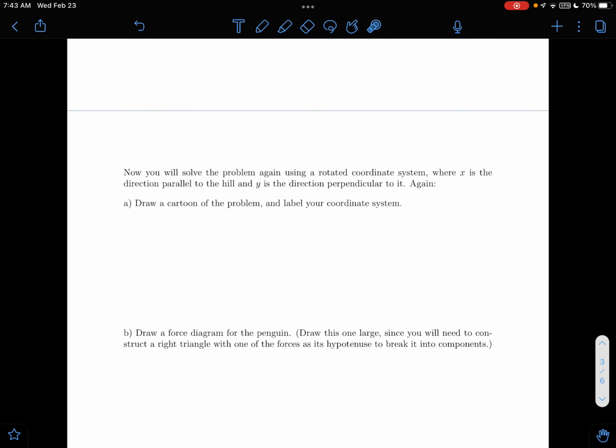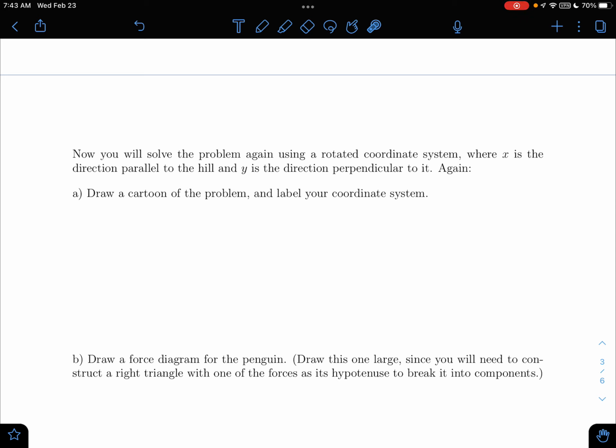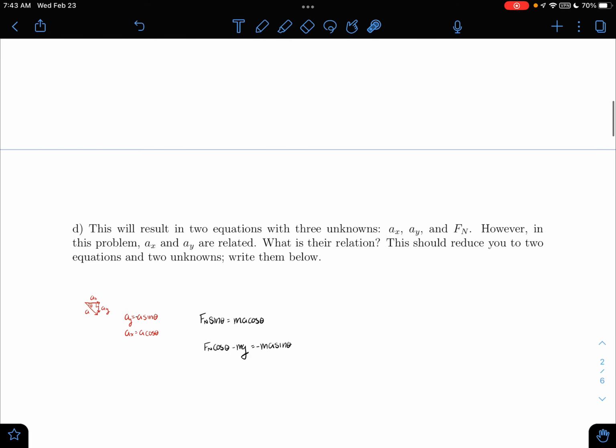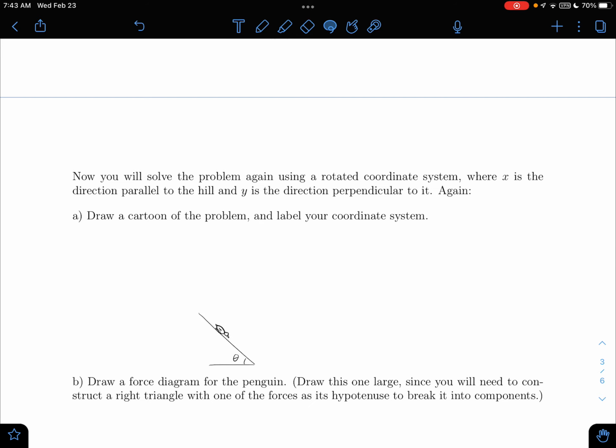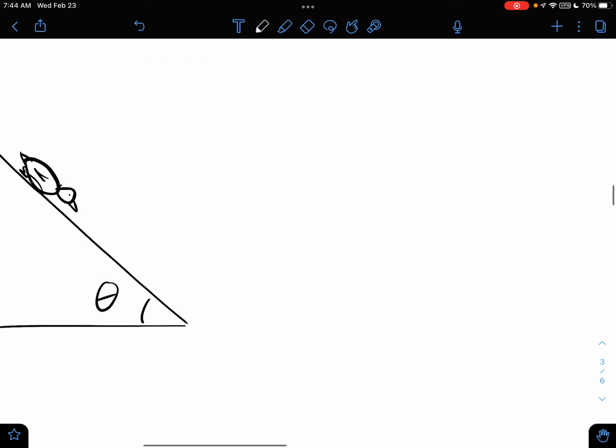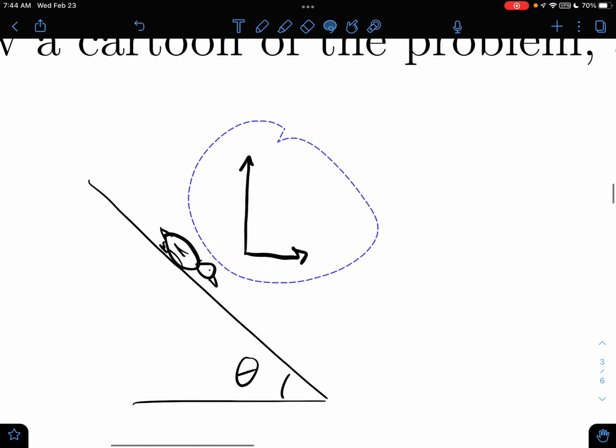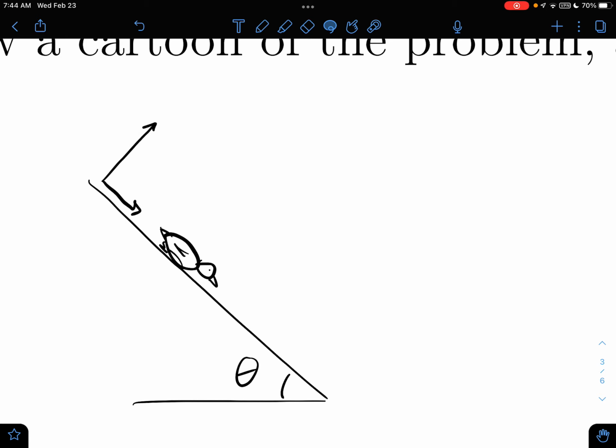So now we're going to do this problem again, but this time tilting our axes, tilting our coordinate system. So I'm going to steal my same picture of a penguin. We're drawing our cartoon of the problem. The picture is going to be the same. The only thing that's different is how I'm setting up my axes now. So now instead of using our up and right, I'm going to take these. There's my positive x, there's my positive y.